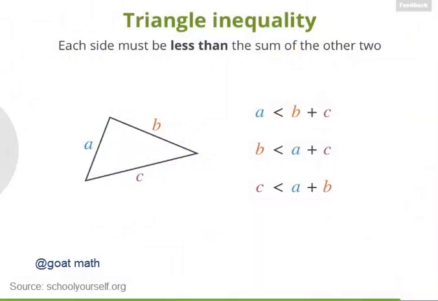So whenever you have 3 lengths, the triangle inequality tells you whether or not they can be the lengths for a triangle's 3 sides. In short, each side must be less than the sum of the other 2 sides.